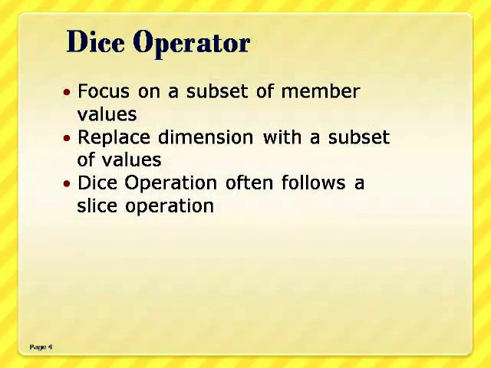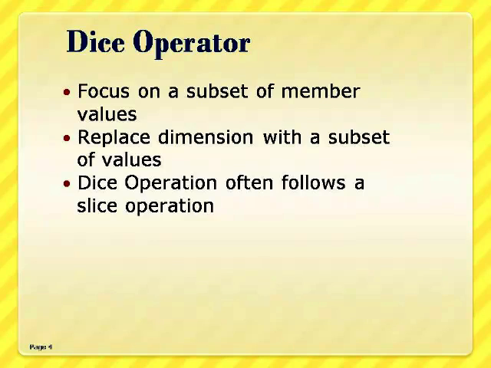The focus of the dice operator is on a subset of member values. That means it replaces a dimension with a subset of values. For example, the sales in the location Kolkata on 1/1/2009 can be obtained by applying the dice operator on the location Kolkata and the time value as 1/1/2009, which gives a subset of values for a dimension.